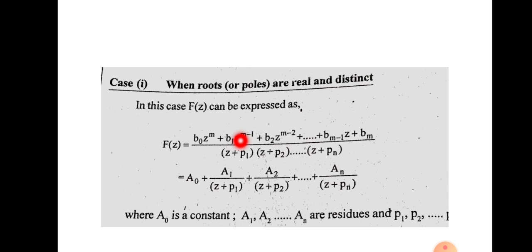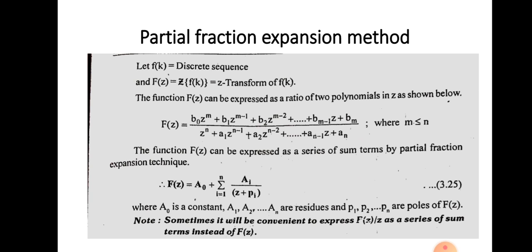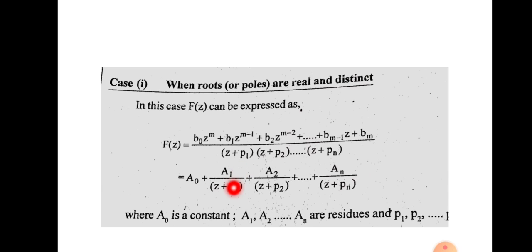In that case we can represent this F of z in this form. That means a0 plus a sigma, we have the second term as this one, and this will be in the form of this. That means here p1, p2 etc. up to pn are distinct. In that case we can easily get f of k from F of z.